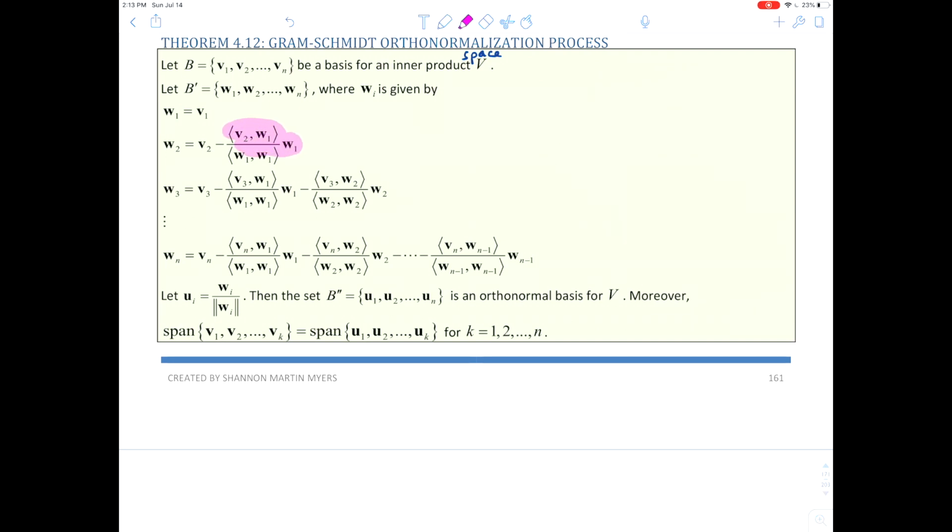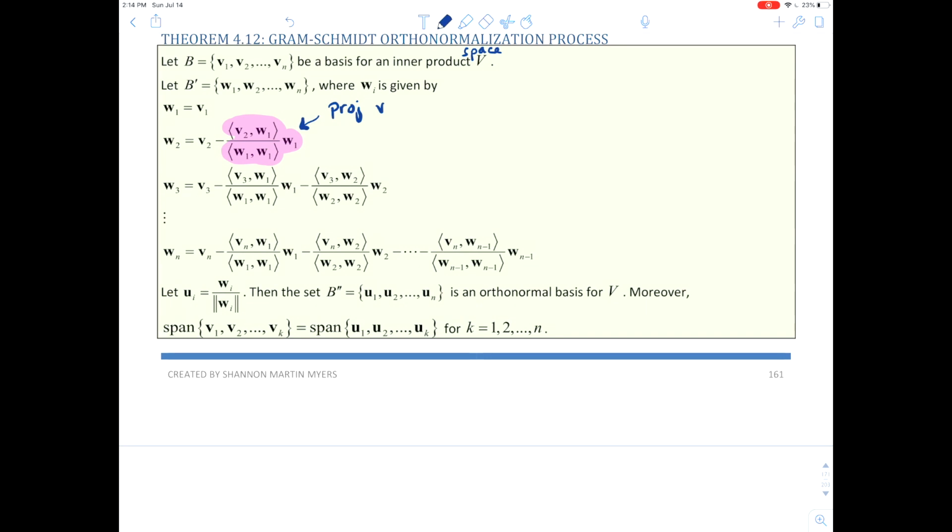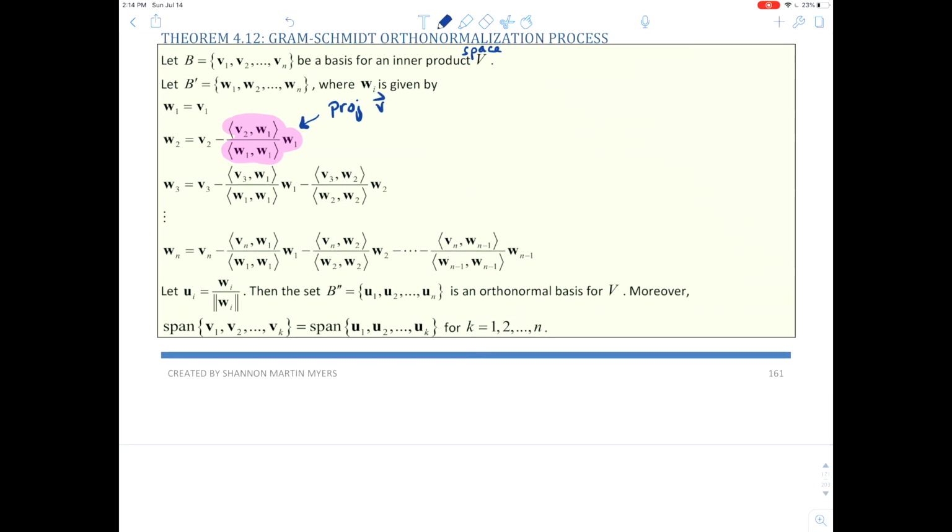And this is what is happening with this. Does this look familiar at all? I think we learned it in the last section. Isn't this equal to what? Beautiful. The projection of v2 onto w1. And remember, it's the orthogonal projection of v2 onto w1.